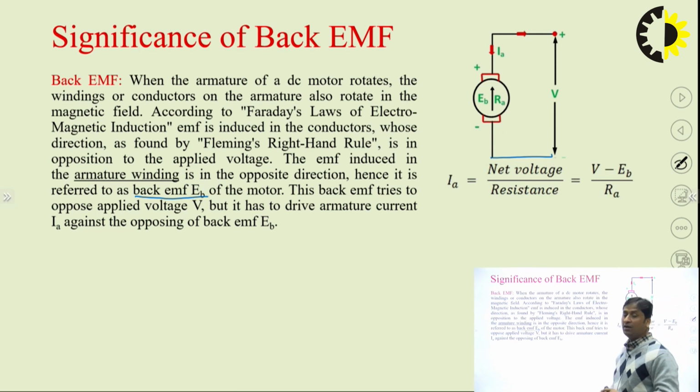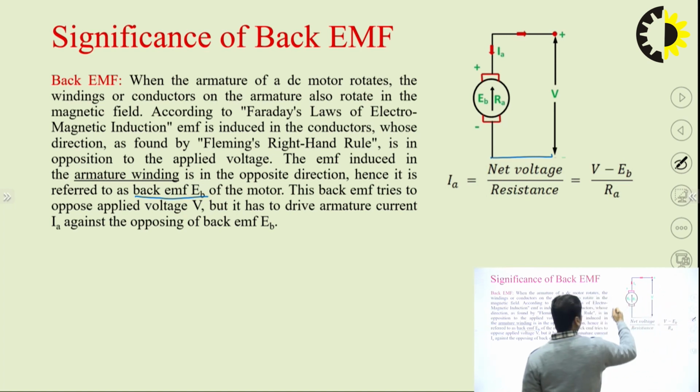This armature is nothing but a winding, so it has some resistance also. Suppose RA is the resistance and we apply a voltage. Now you can easily calculate the current in this particular circuit. And this is our armature, the armature of the DC motor. So the net current, that is the armature current.